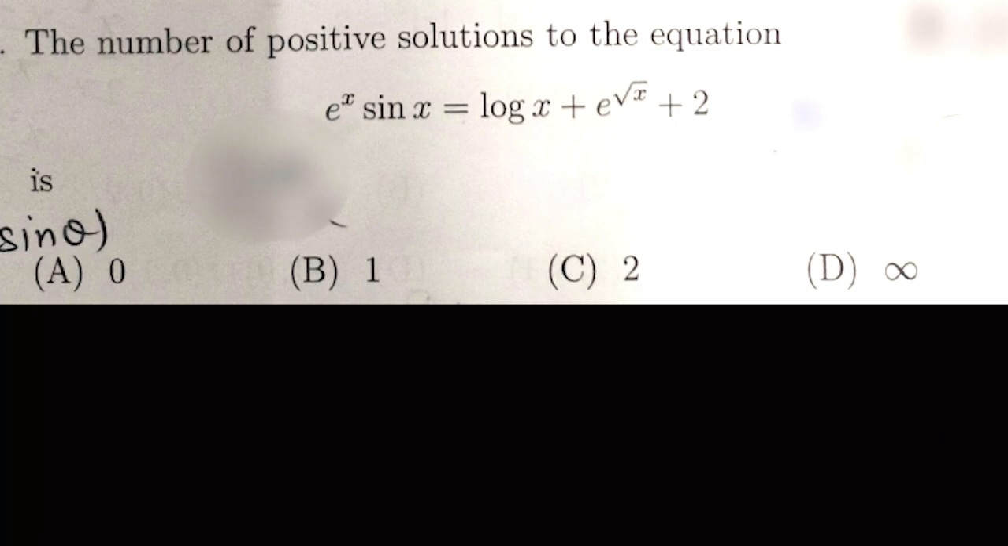Now we have an interesting question in question number 15, and it asks for the number of positive solutions to this equation: e to the power sin x equals log x plus e to the power under root x plus 2. If we look at these two functions separately, the first function is, suppose, f(x), which is e to the power sin x, and the second function is, suppose, g(x), which is log x plus e to the power root x plus 2. Now, we know that e to the power sin x will oscillate within the bounds of e to the power x.